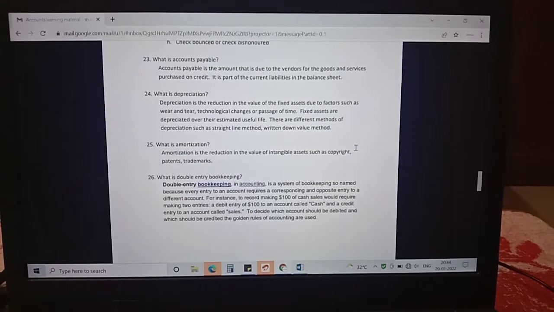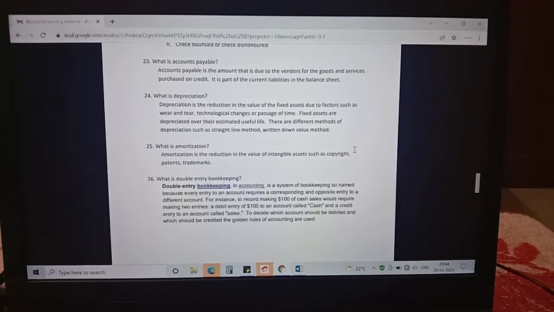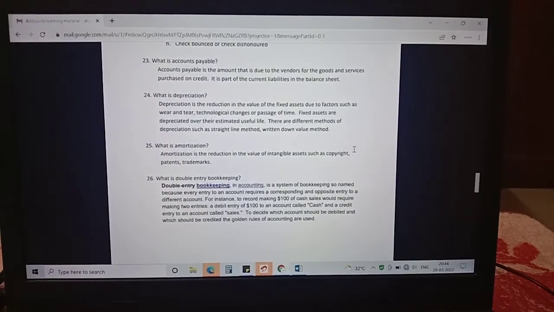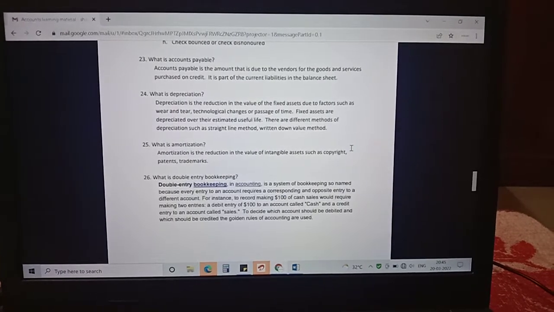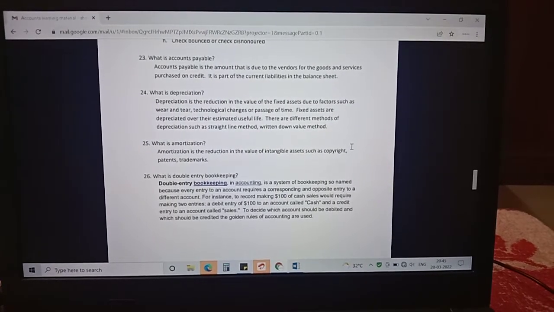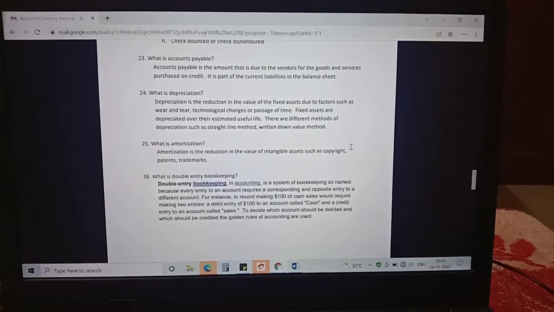And what is accounts payable? Next topic, it is the amount that is due to the vendors for the goods and services purchased on credit. It is part of the current liabilities in the balance sheet.